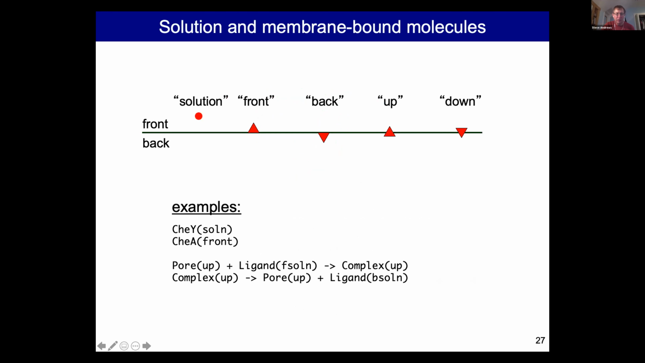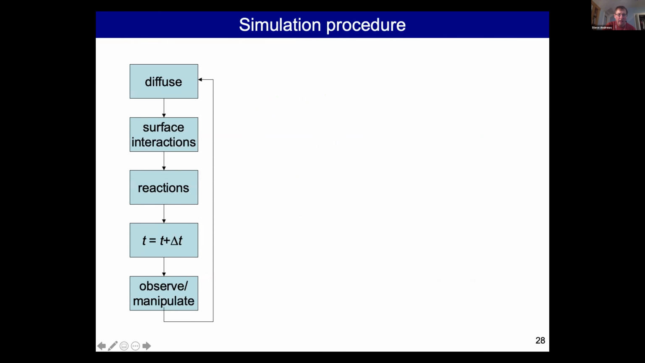Molecules can be in solution or bound to membrane. It actually has 4 membrane-bound states called front, back, up, and down. But it doesn't matter, actually. The reality is there are solution molecules or membrane-bound molecules. The procedure is pretty simple. Molecules diffuse, do surface interactions, do reactions, increase the time value, and then observe and manipulate the system, and then back to the beginning.